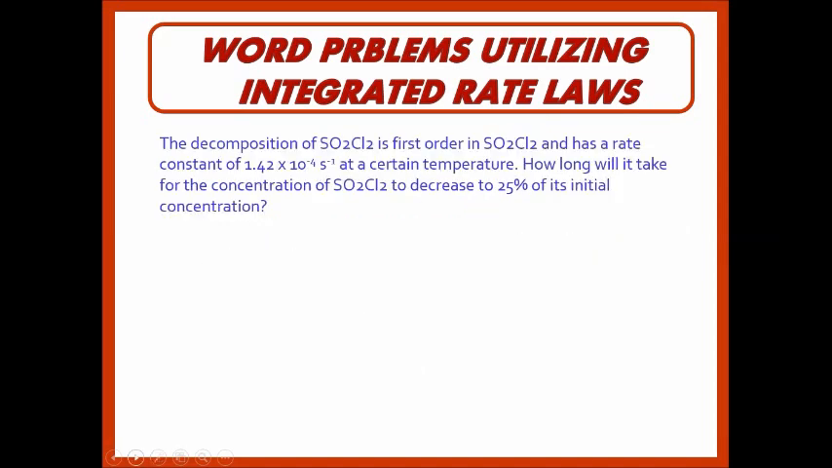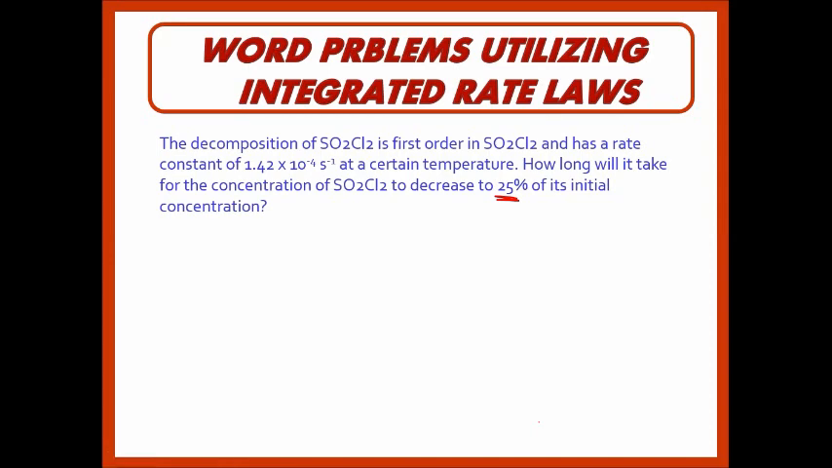Now our next example says that the decomposition of SO2Cl2 is first order with respect to SO2Cl2 and has a rate constant of 1.42 times 10 to the negative fourth inverse seconds at a certain temperature. How long will it take for the reaction of SO2Cl2 to decrease to 25% of its initial concentration?